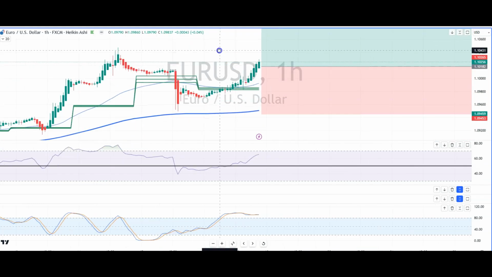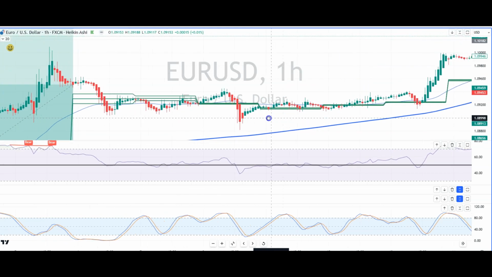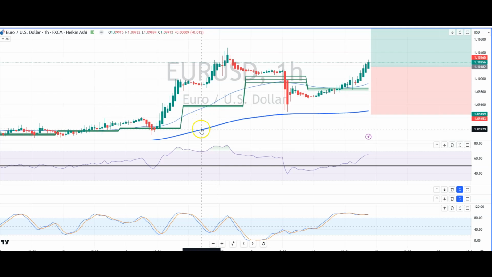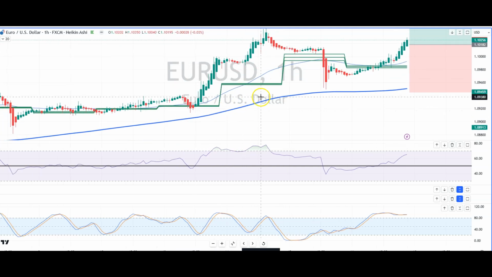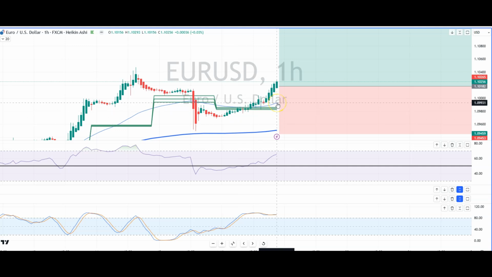So what happens here, whenever the price moves up, it always stays above the 50 EMA on that time frame. So you've got the 50 EMA on the hourly time frame, and you've got the 50 EMA on the 4 hour time frame, the long term one, if you like. So as long as this price stays above, this could be your trailing stop.